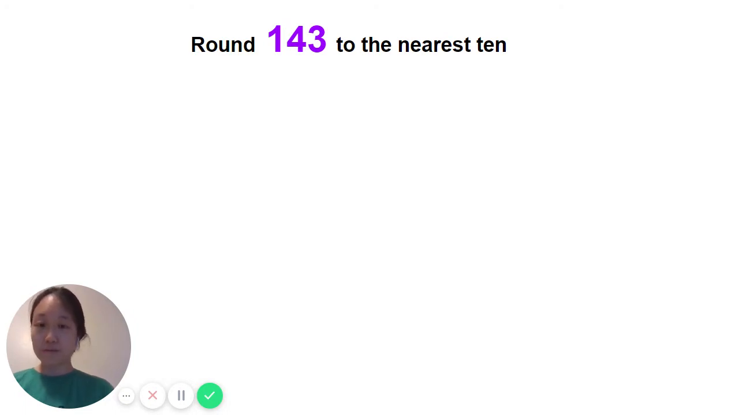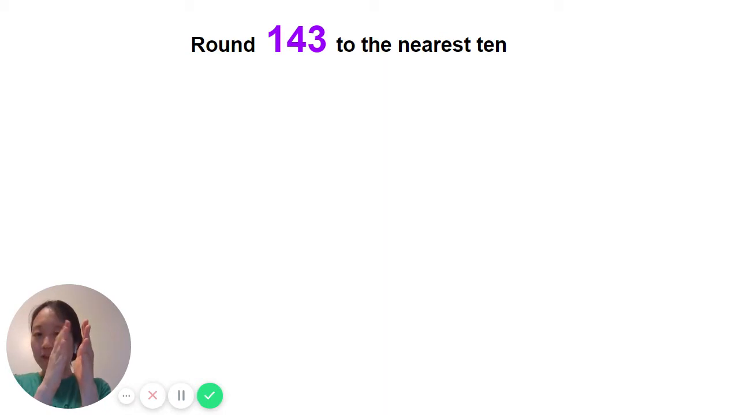If you were given this number yesterday when we were rounding to the nearest 100, your two benchmarks would be 100 and 200, because your number 143 would be between 100 and 200. But today we're not rounding to the nearest 100, we're rounding to the nearest 10, which means our benchmarks need to be even smaller.